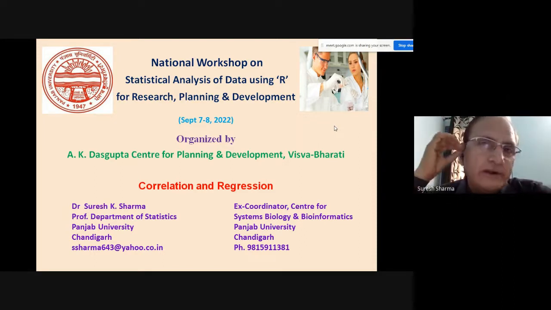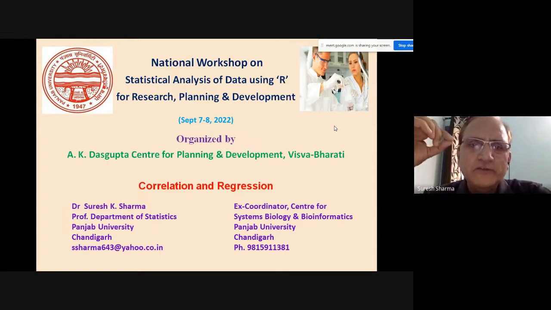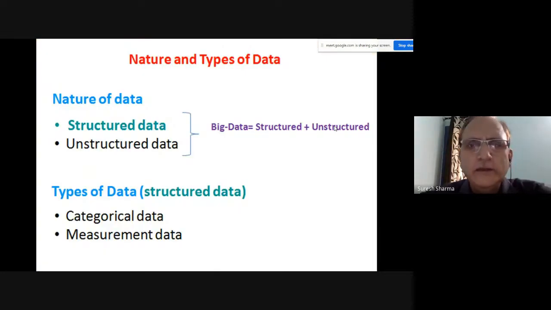Now, before coming to even correlation and regression, it is very important to understand the nature and types of data. Unless you are clear about the nature and types of data, it is very difficult to conduct any type of research. So for the first 5-10 minutes I will spend on the research methodology part, which is very basic. Then I'll move on to the topic of correlation and regression. Okay, nature and types of data. If you look at the nature of the data, any type of data is either structured data or unstructured data.